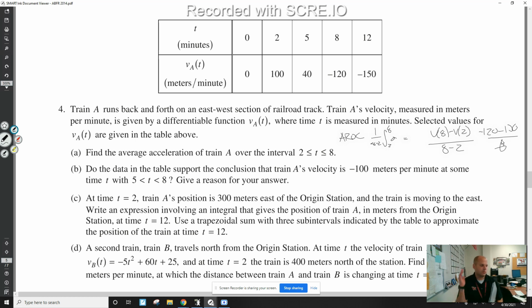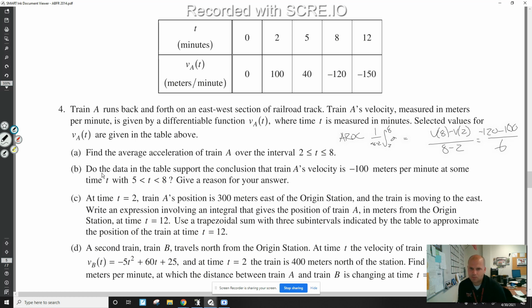Oh, this question is super annoying if you actually had to find the values, but this is calculator ready. This is totally acceptable. So negative 220 over 6, whatever that is.